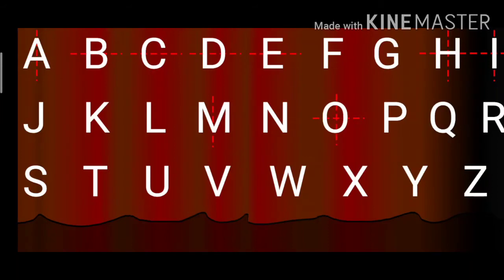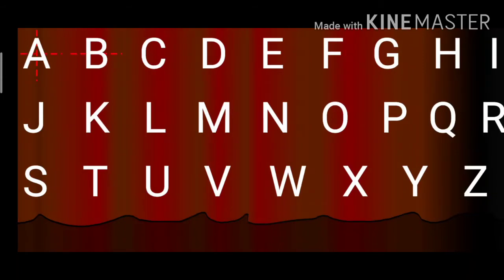In letter H, you can look at two lines of symmetry. In letter I, you can also look at two lines of symmetry. In letter J, there is zero line of symmetry. In letter K, there is zero line of symmetry. In letter L, there is zero line of symmetry. In letter M, you can look at one line of symmetry.